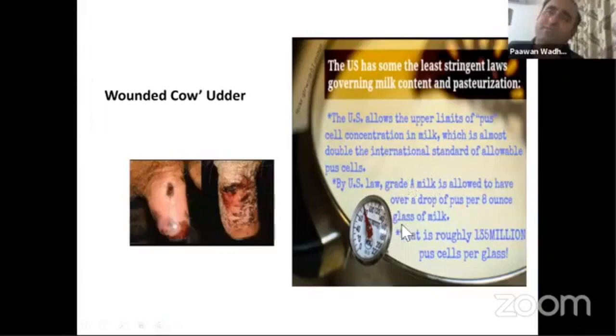And in the US, there are 3 types of milk: grade A, grade B, grade C. Grade A is the costliest milk, and it should contain the least pus. In the A grade milk of the US, by US law, grade A milk is allowed to have over a drop of pus per 8-ounce glass of milk. My God, that is roughly 135 million pus cells per glass. But in India, you will mostly be having class C milk, and you can imagine how much pus will be there in your drink, what you will be taking, right?